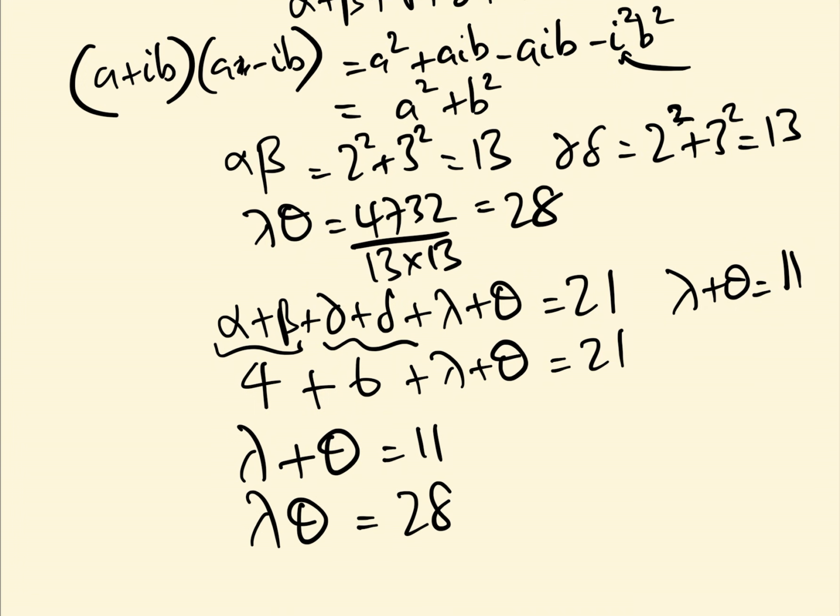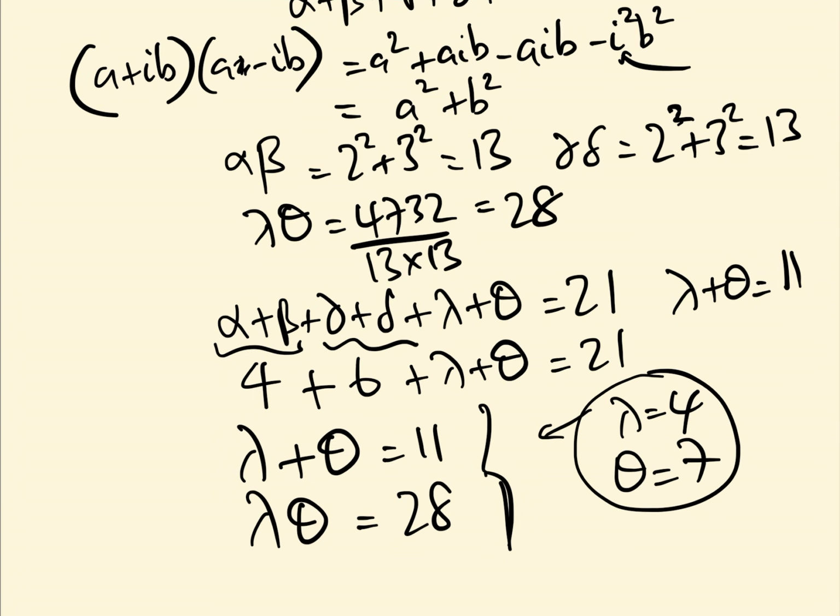is equal to 28. Now what we could do is solve that by forming a quadratic and then factorising, but in actual fact we can also solve this by inspection. We have that lambda is equal to 4 and theta is equal to 7, or vice versa, it doesn't matter. And so now we know that the other two roots are real, and we know they're at 4 and 7.